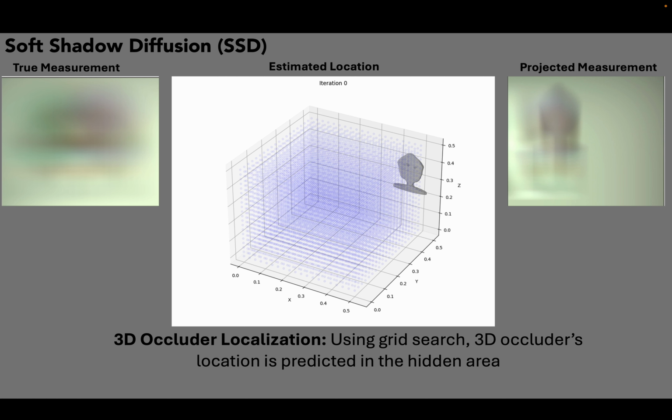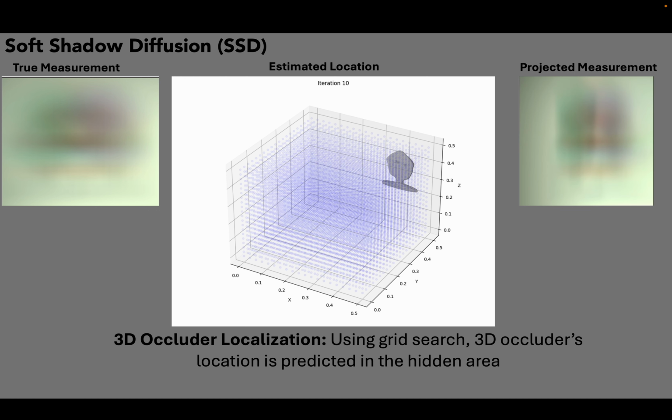At iteration 0, the projected measurement of the current location is farther away from the measurement. At iteration 10, the projected measurement is closer. And at iteration 20, the projected measurement is closer than the previous iteration. And at iteration 36, the closest location is predicted.